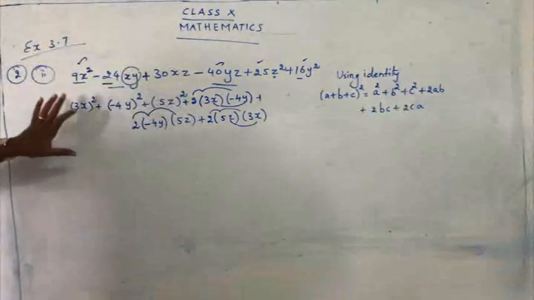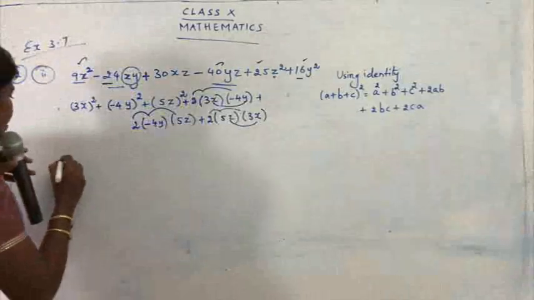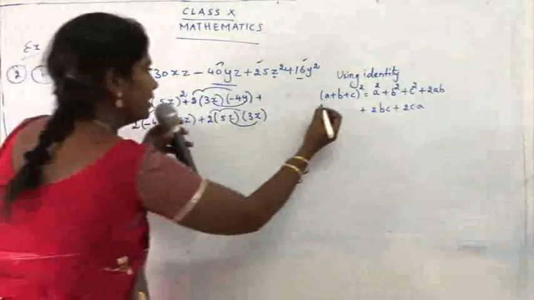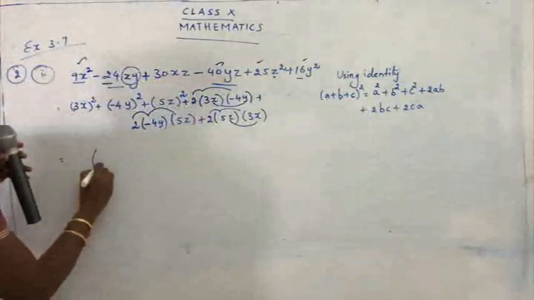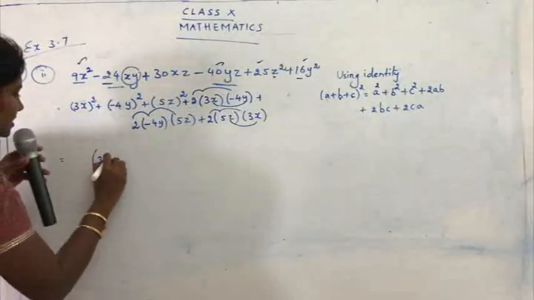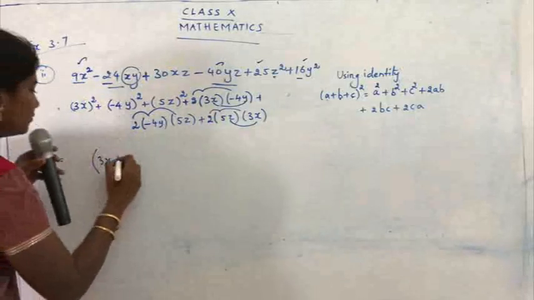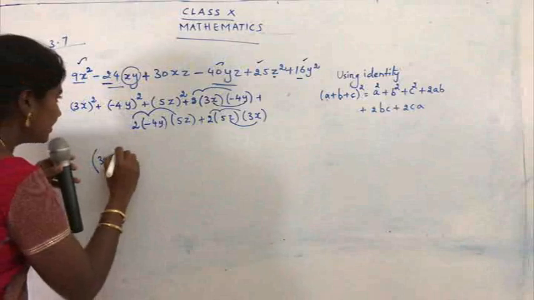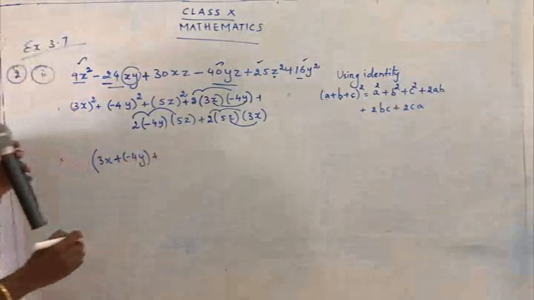So we have expanded our identity. Now we have to write the original identity. What's the identity over here? It's a plus b plus c. What's a, children? It's 3x. What's b? It's minus 4y. So we can have one more statement, no problem. I'll just write here plus of minus 4y. Then plus. What's c?